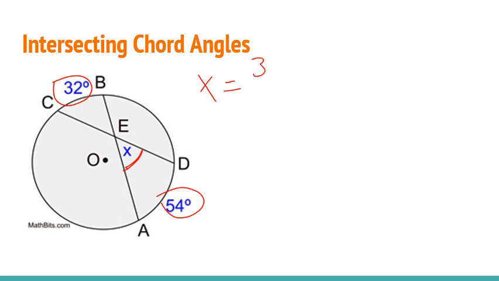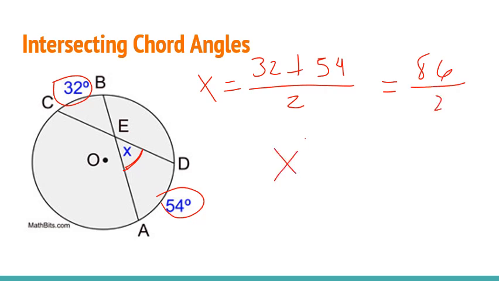Averaging something is just adding them together and then dividing by the number of things you added. So since we added two things, we're going to divide by 2. We're going to say 32 plus 54, that's going to be 86. Divide that by 2, so angle x is going to equal 43 degrees.